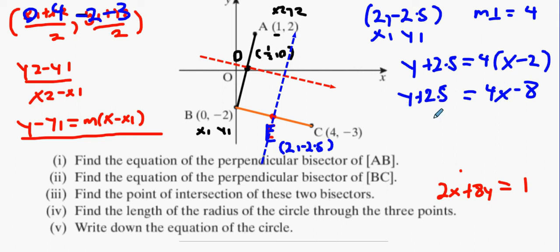4x minus 8. Y plus 2.5. Bring the 4x over the other side. Minus 4x plus y equals... What's 8 minus 2.5? Yeah. Now, can anybody tell me what the next step is? So I have this line here and this line here.